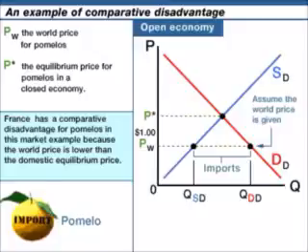Now we're going to talk about another case. In the second case, we'll look at another product where France does have a comparative advantage. That is, a situation where the world price is greater than the domestic equilibrium price. The product that we'll choose to examine is wine.